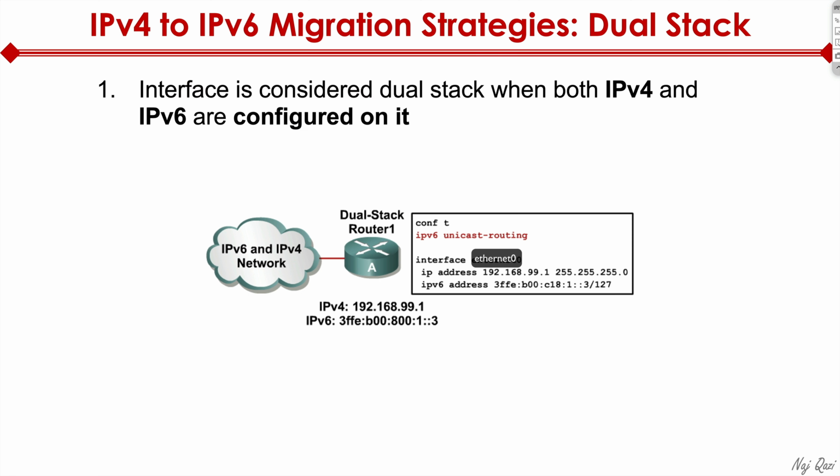And here's how you would configure dual stack on a router. First, you'll type in the ipv6 unicast-routing command in global configuration mode as shown here. And then you'll go into the interface and you'll have both an IPv4 address and an IPv6 address specified in the interface. And that makes it dual stack.